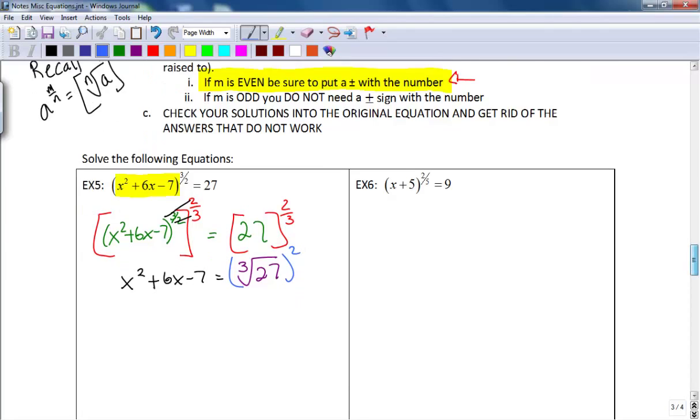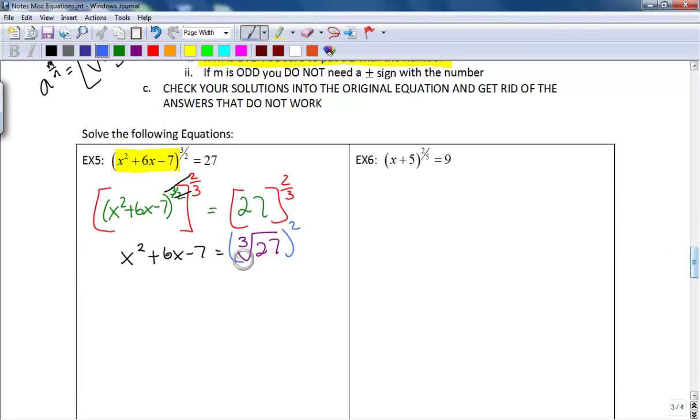So let's work out the cubed root of 27 squared. Well, the cubed root of 27 is 3, because 3 times 3 times 3 is 27.